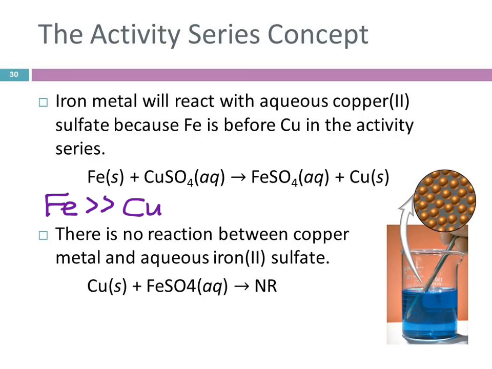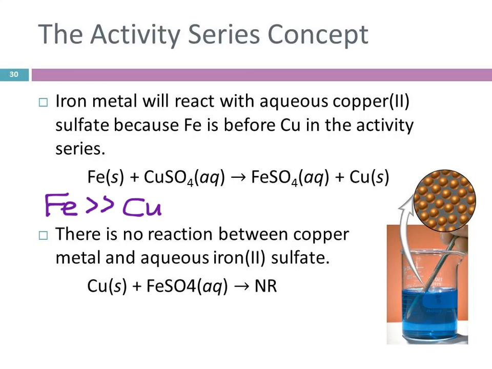So you do things like this. You put an iron nail in a copper sulfate solution. You put a copper nail in an iron sulfate solution. One of them reacts, one of them doesn't. And so that tells you which metal is more active. And so it's experimental. You can't just predict it off the periodic table. There are some patterns in the periodic table, but you can't get the list directly from the periodic table.